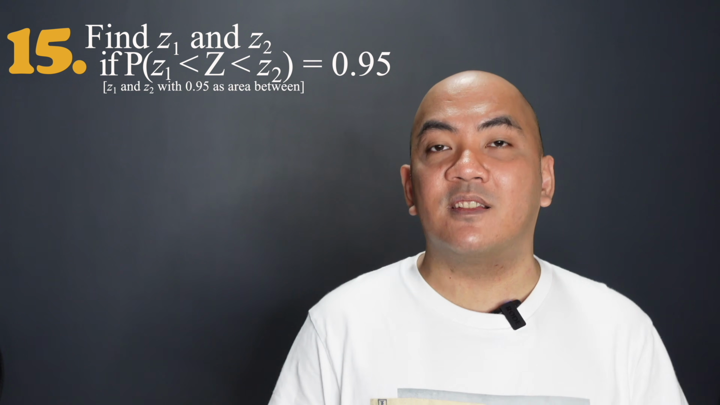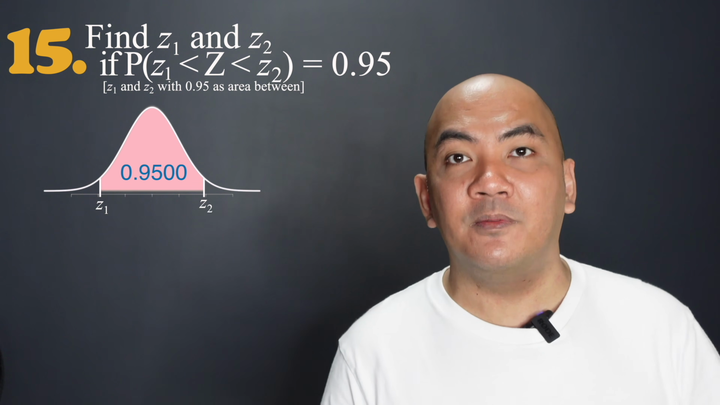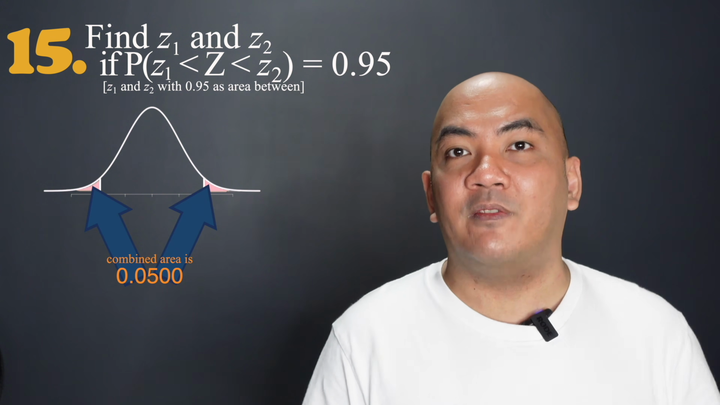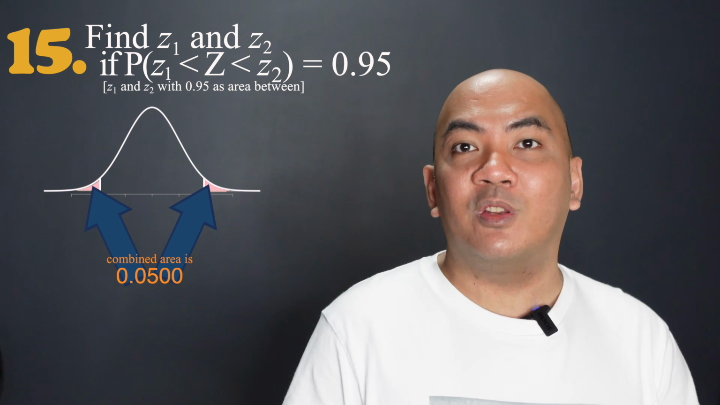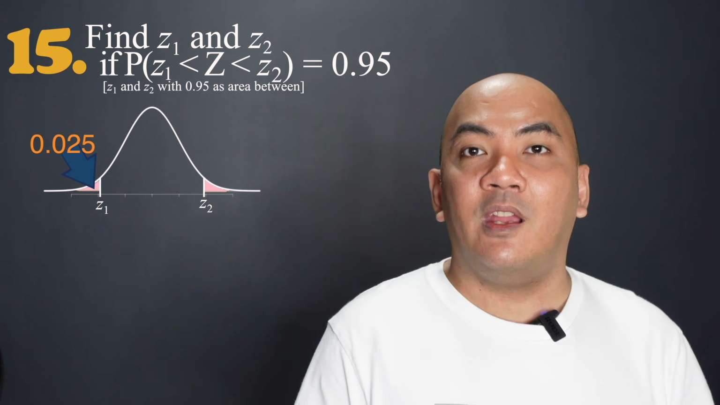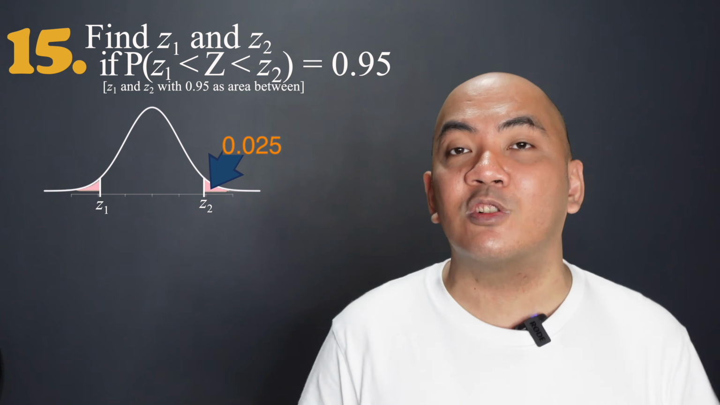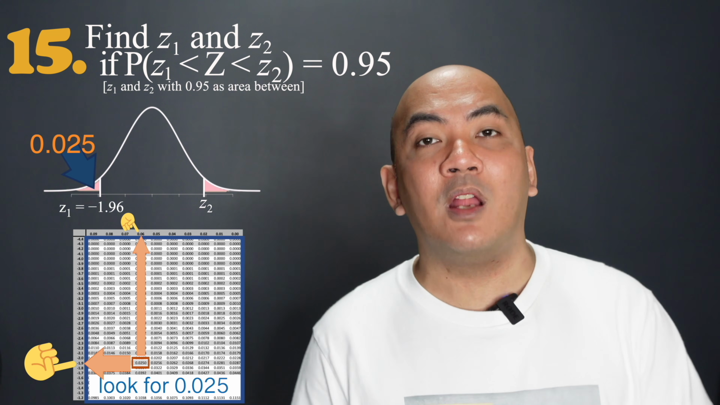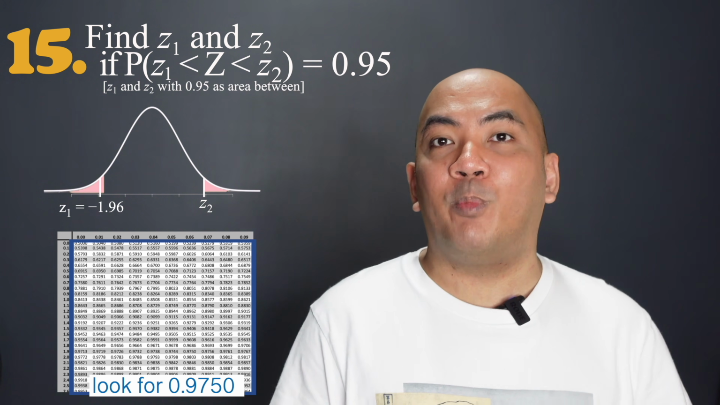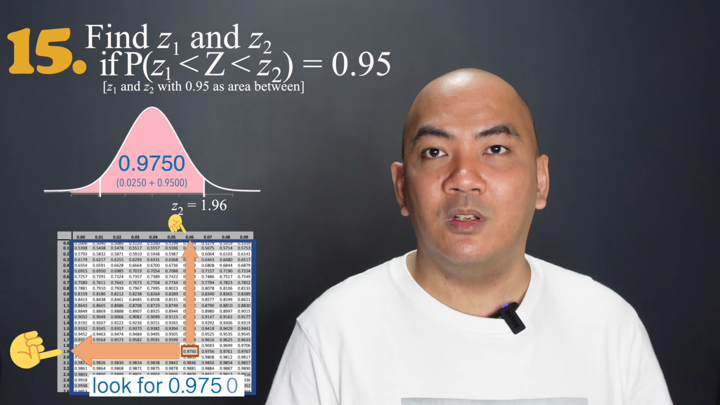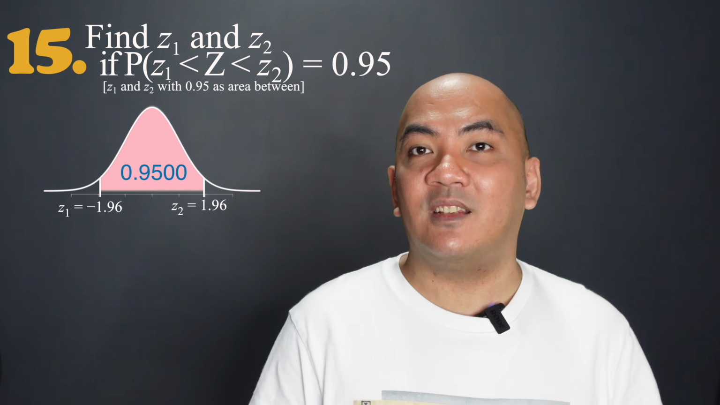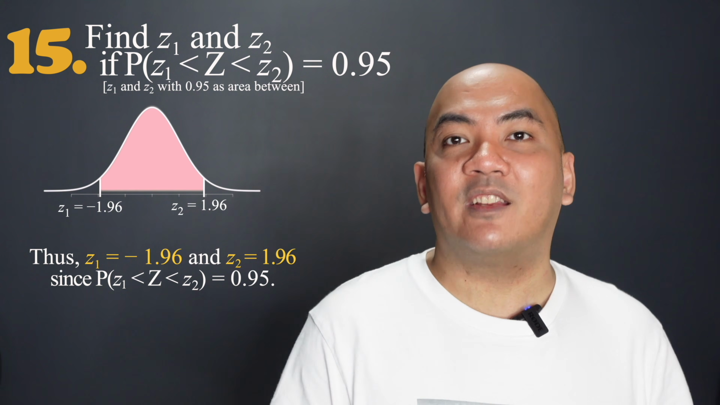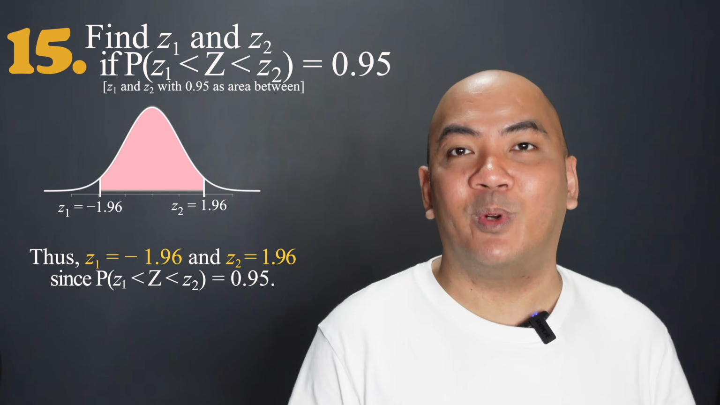Similarly, if you're looking for z sub 1 and z sub 2 in which the area in between is 0.95, you must know already that the area on both sides of the extremes have a total of 0.05. And by symmetry, you must know that the area on the leftmost tail of the curve is 0.025, and likewise the area on the rightmost tail is also 0.025. So looking for 0.025 on the cumulative probability to find z sub 1, and the total cumulative probability of 0.975 to find z sub 2, you will find z sub 1 as negative 1.96 and z sub 2 as positive 1.96. So the probability of z to be between negative 1.96 and positive 1.96 is 0.95.